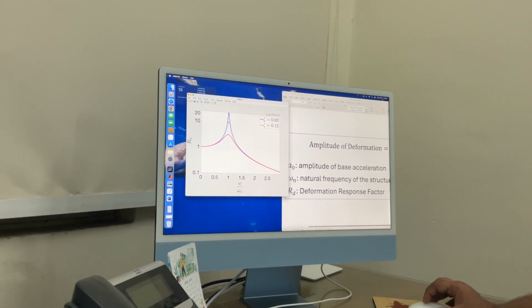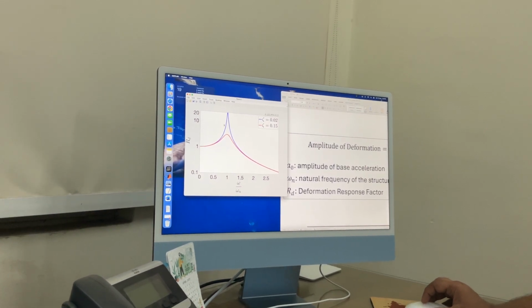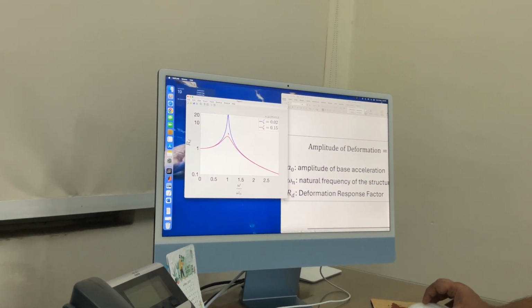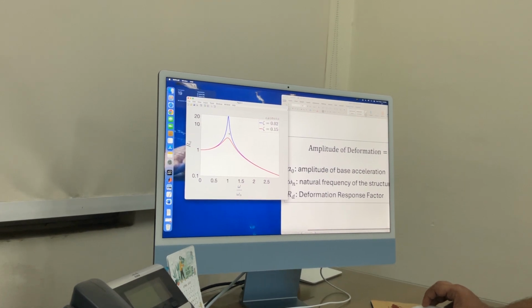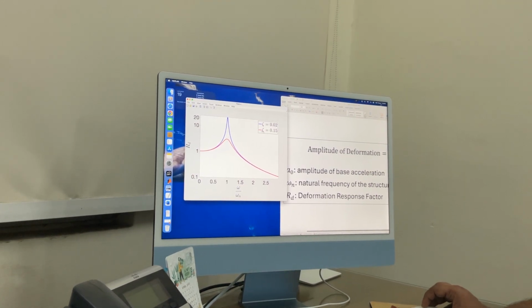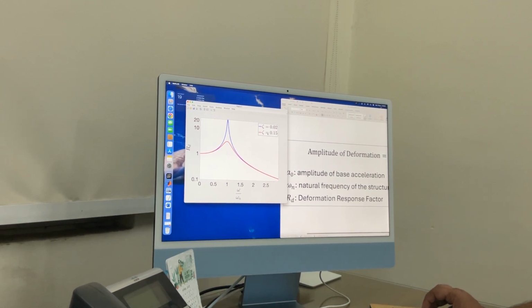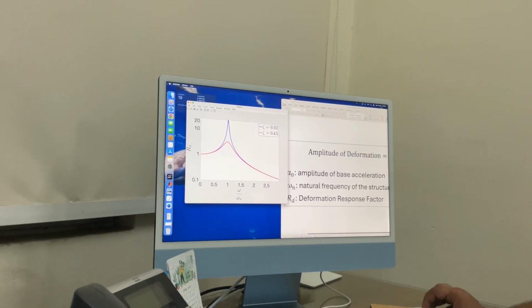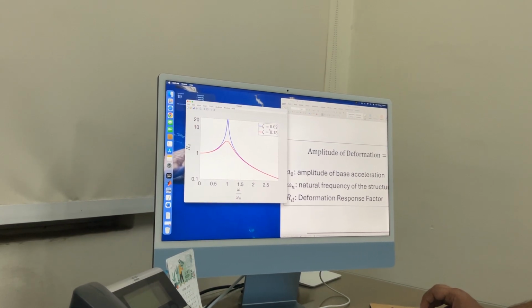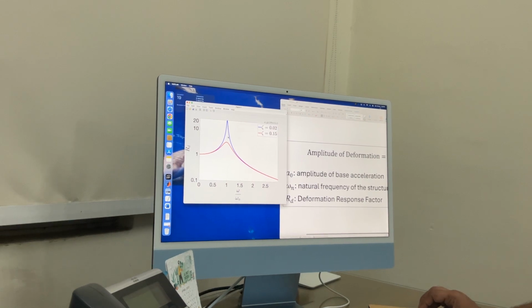And now I want you to focus on the blue curve and compare it with the red curve, right? How is the red curve differing? The red curve corresponds to a much higher value of damping ratio, right? In this case the damping ratio is 15%, which is around 7.5 times greater than the damping ratio corresponding to the blue curve, right?